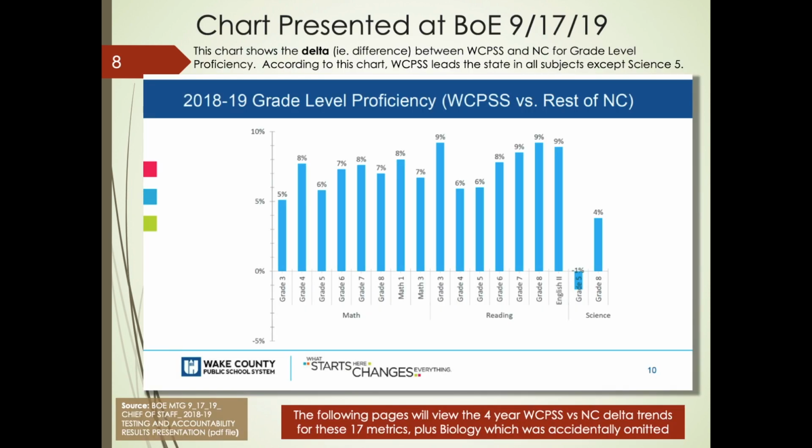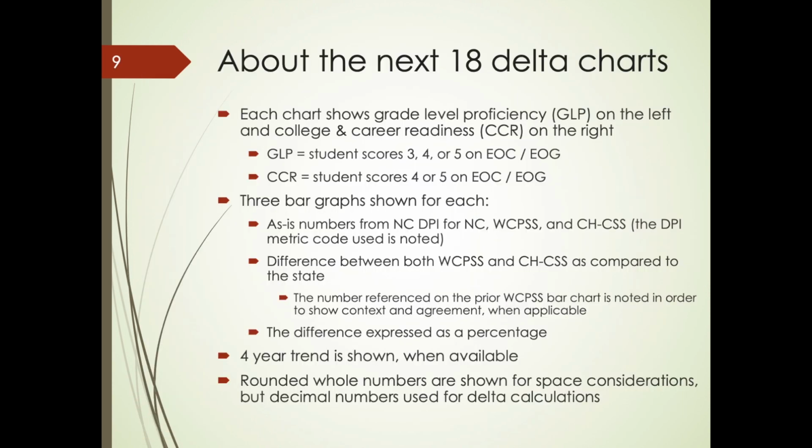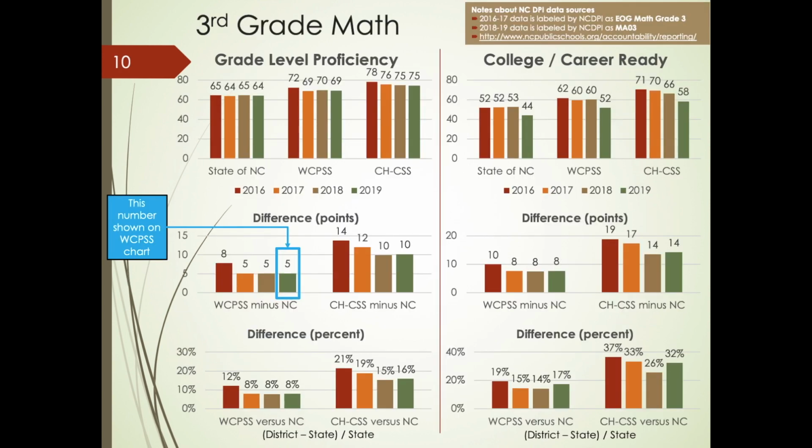I'll circle the ones that I was able to tie out and match, which is what we want to see: being able to match the DPI data with what is published by the county. We'll also show the 4-year trend if it's available. And in those cases where there are numbers that are decimals, I'll round them in some cases just to make sure they fit on the chart, and where there's more room, I'll use decimal numbers. So you'll see that in a moment. We'll jump right in.